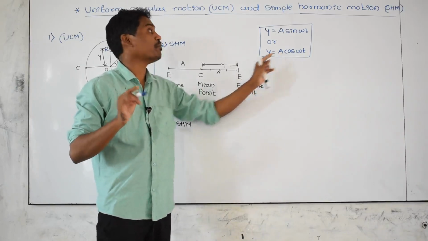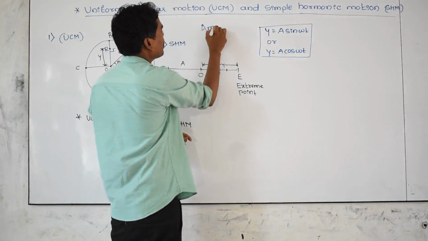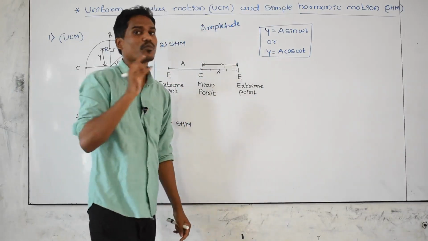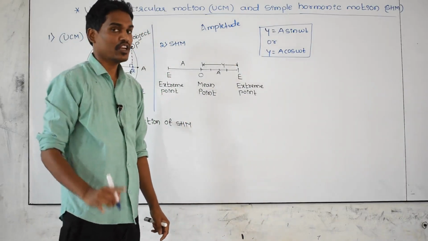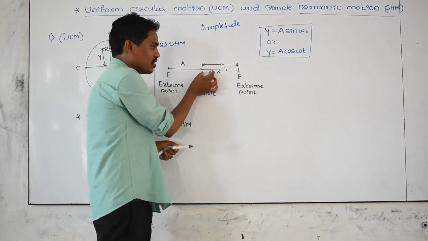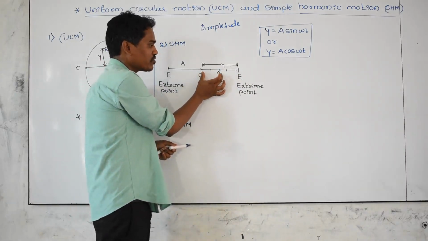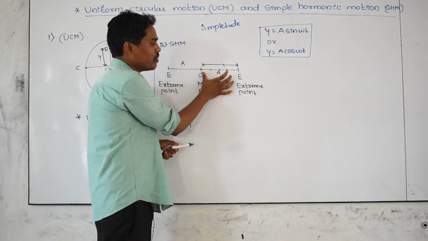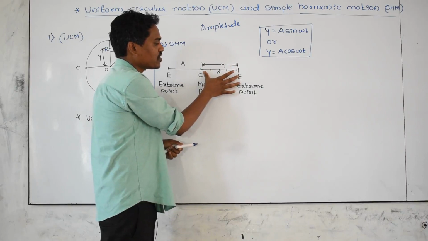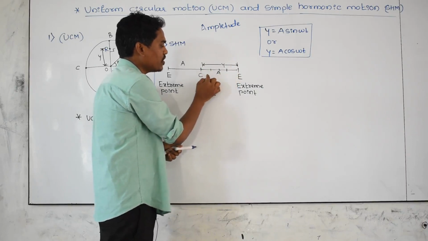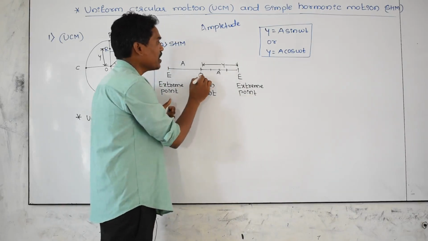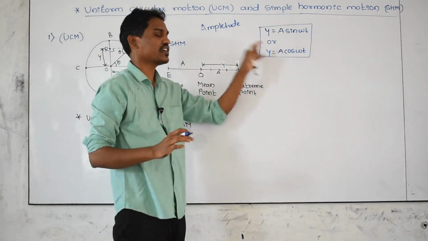A is nothing but amplitude. Amplitude is nothing but displacement of the object from the mean position. Which displacement? Maximum displacement. This is minimum displacement, this is minimum displacement, this is minimum displacement, but this is maximum. This is a displacement, this is a displacement, this is a displacement. Among all the displacements, this displacement is maximum. This maximum displacement of the object from the mean point is called amplitude, indicated as A.